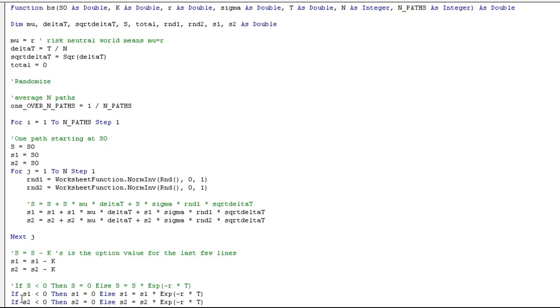If the share price is higher than the strike price, then S1 is discounted at the risk-free interest rate. So in that one iteration, we get the share price equal to this. And if the share price is equal to S1 at the end after time t, it is currently worth S1 times exponential minus rT.